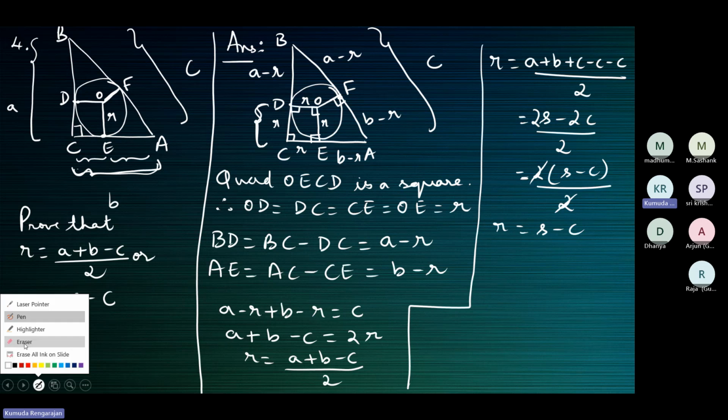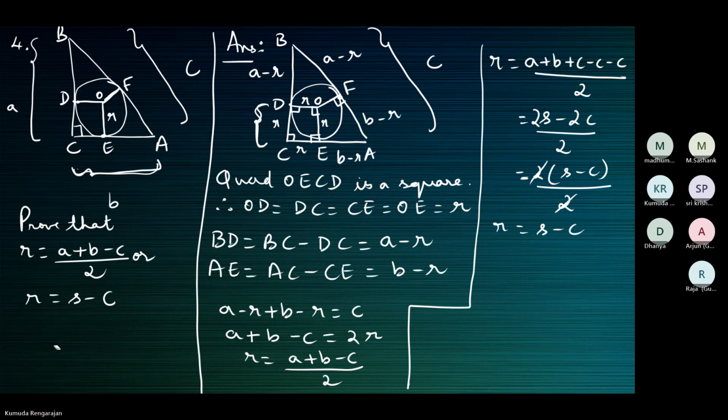I repeat. So since this quadrilateral is a square, all the sides are equal to R units, which means DC is equal to R. But this side is A units. So the remaining part BD will be equal to the whole thing, A minus R. So BD is equal to A minus R. If BD is A minus R, BF is also A minus R, because BD is equal to BF.